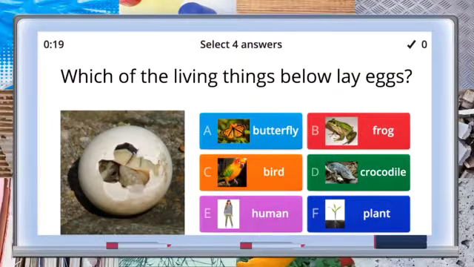Here is one of the questions from the game. And if you look at the top, it tells you how many correct answers there are. This one says select four answers. Let's look at the picture. There's an animal in an egg. So we're answering the question, which of these living things lay eggs?